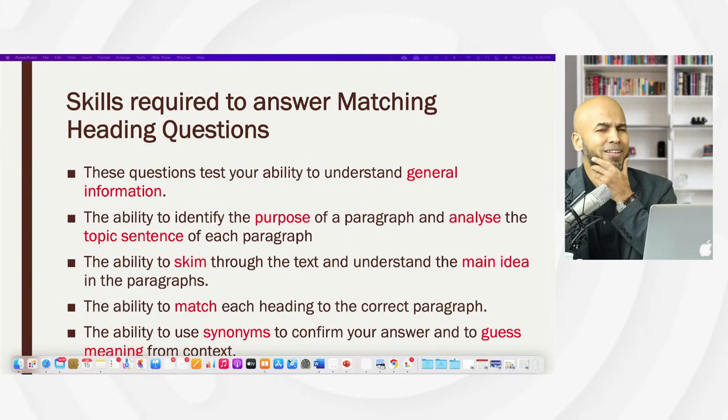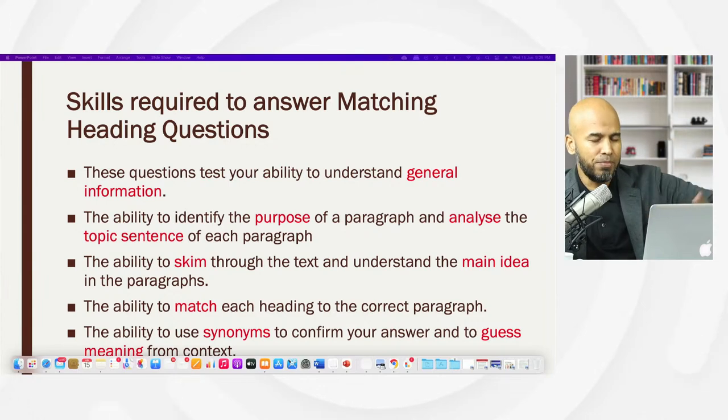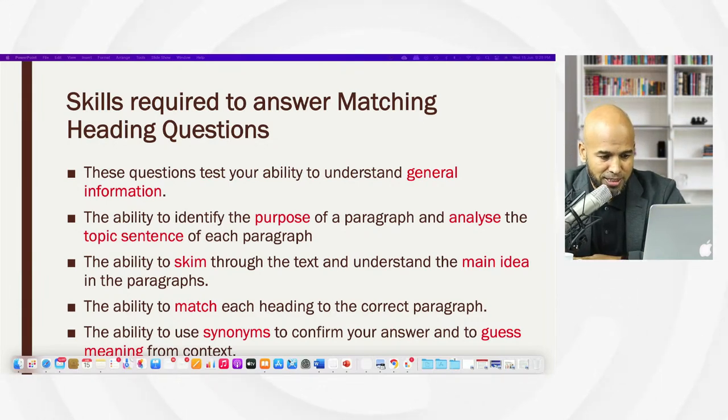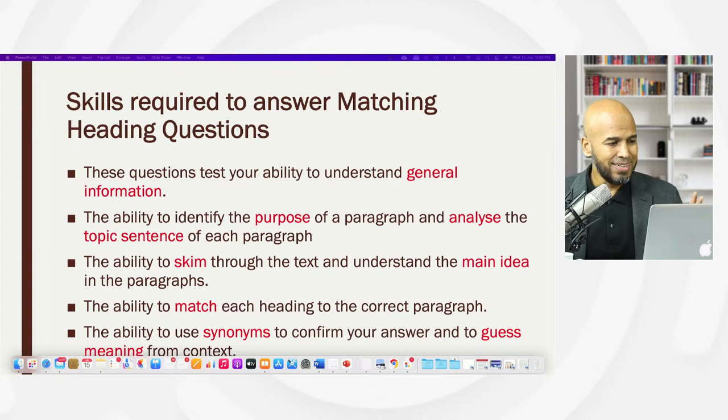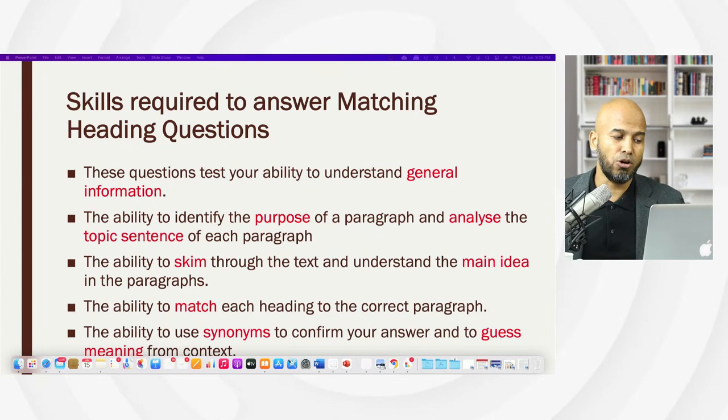So, what are the skills that are required to answer matching heading type questions? These questions test your ability to understand general information. You don't need to read each and every word. Just try to skim. The ability to identify the purpose of a paragraph and the ability to analyze the topic sentence of each paragraph. Yes, of course.